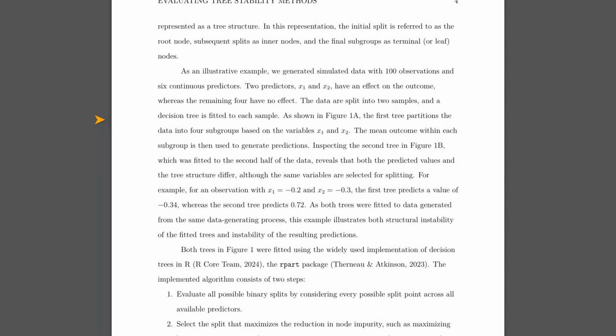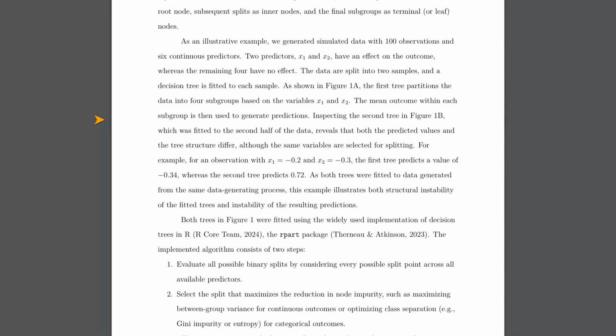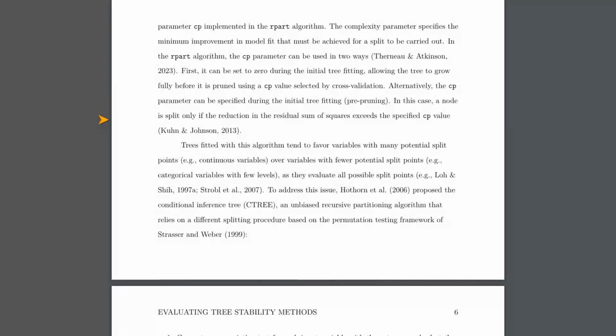To try and fix this, scientists developed the conditional inference tree, or CTREE. Instead of just looking for the biggest improvement in a split, CTREE uses a statistical test to see if a variable is truly associated with the outcome. It's like asking, is this variable actually playing a role, or is it just a coincidence in this particular sample? If the test shows a strong association, it then finds the best split point for that variable. When they applied CTREE to the same data as before, you can see it produces a different tree structure compared to the RPART tree, even though it still uses variables x1 and x2. This difference in how variables are selected and how splits are made is key to understanding their stability.